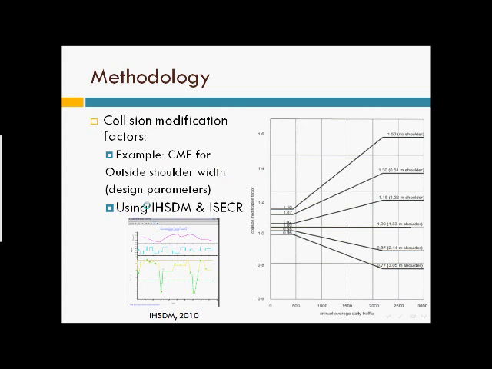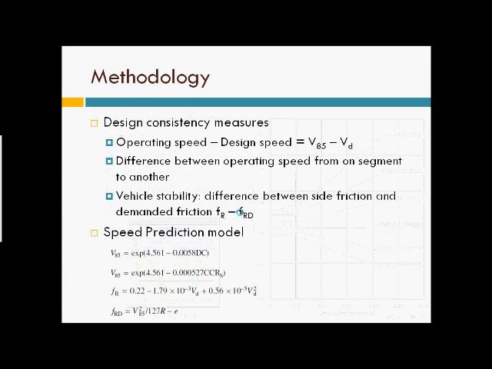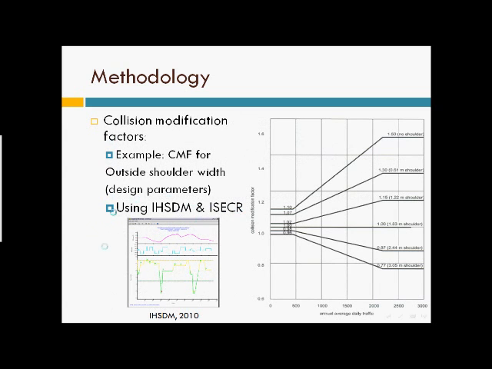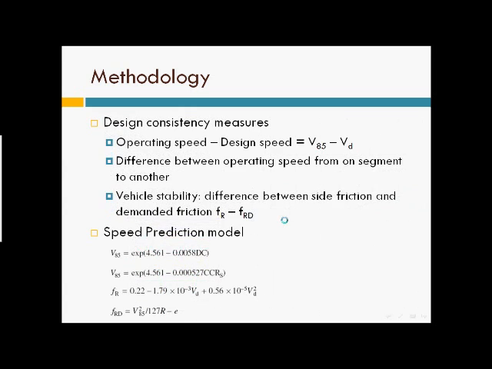We can also use the IHSDM, which is the Interactive Highway Safety Design Model, and the ISATe, which can also give me some of the CMF values in a very nice software that I already installed. It's a free online software that you can use to get the CMF values.